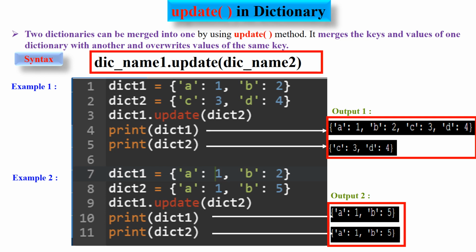The update method merges dictionaries by adding or overwriting key value pairs from the second dictionary into the first dictionary. The original dictionaries are modified in place, and any modifications to one dictionary do not affect the other.